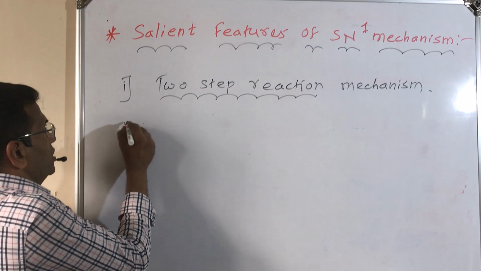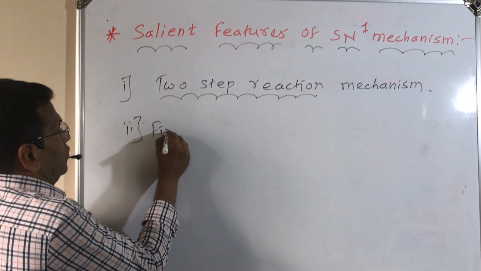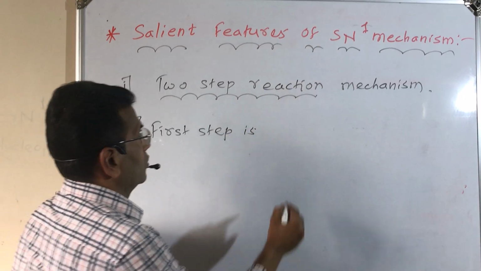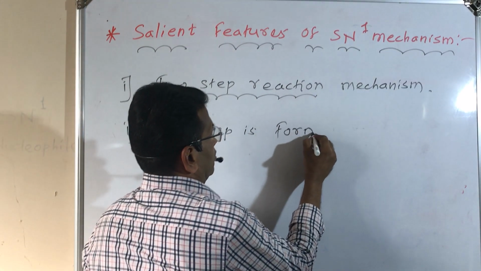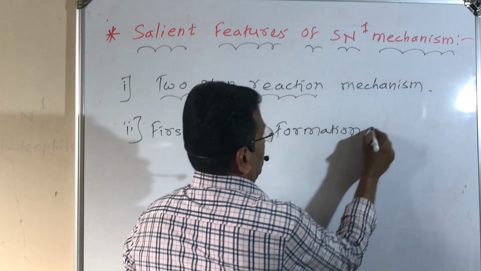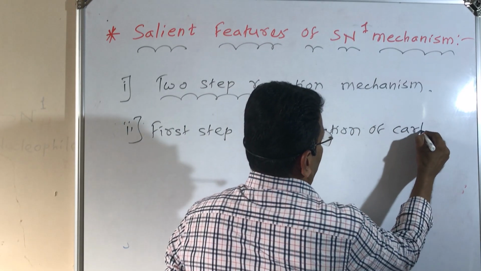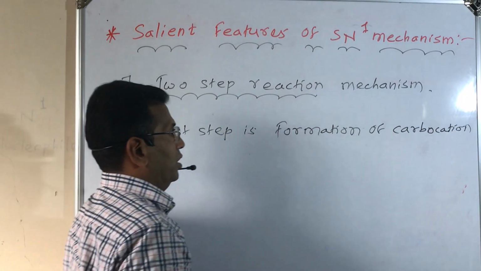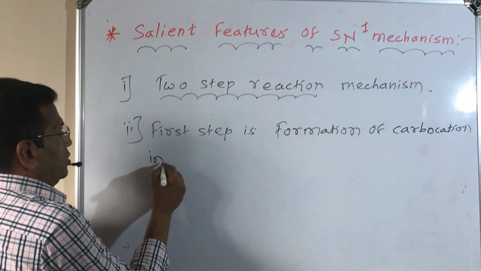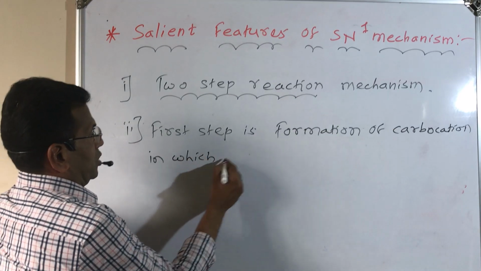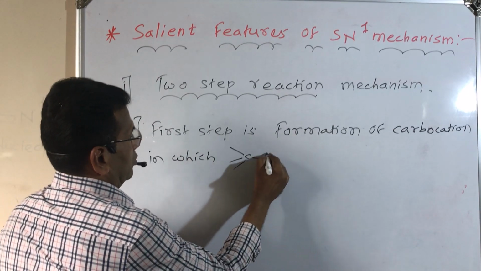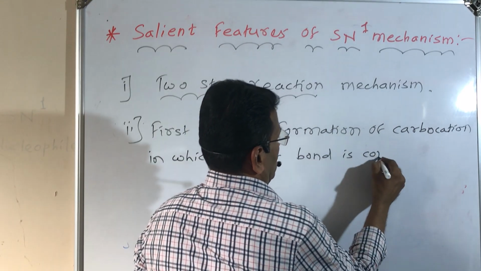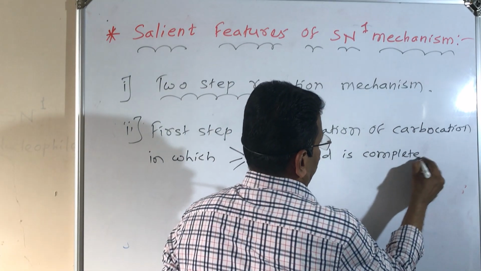The second salient feature is: the first step is formation of carbocation, in which the C-Br bond is completely broken.